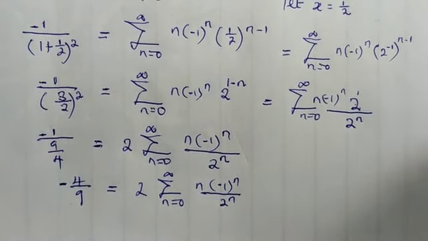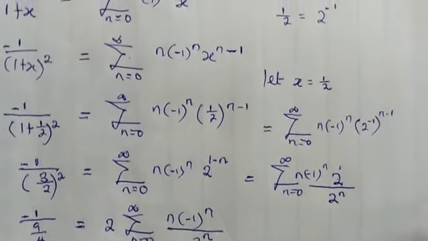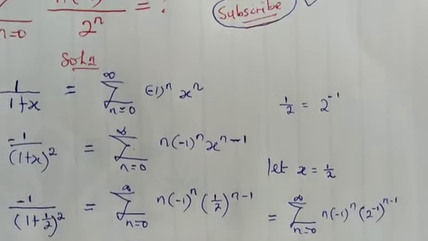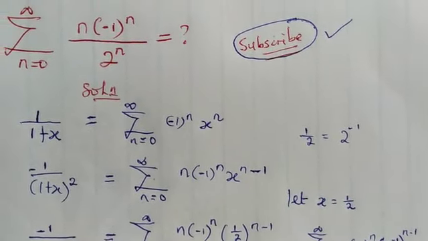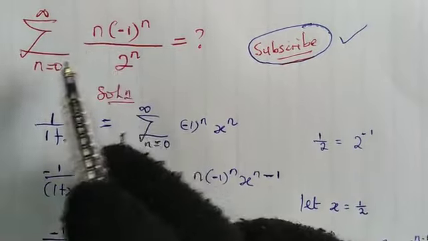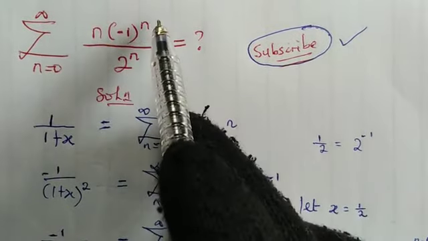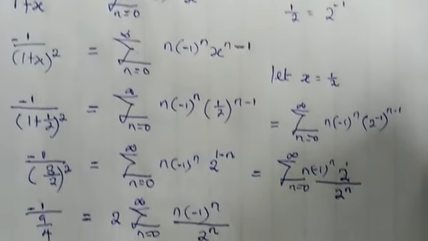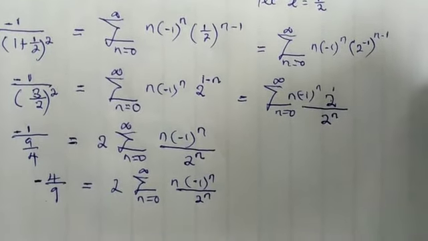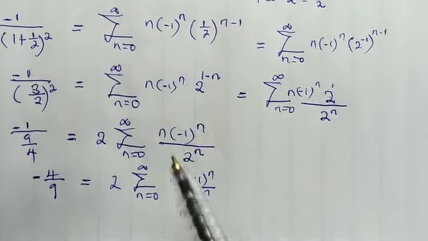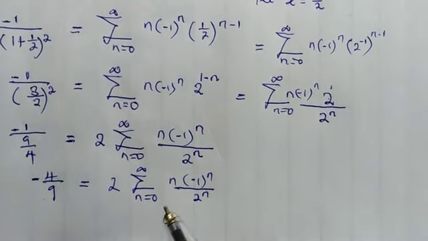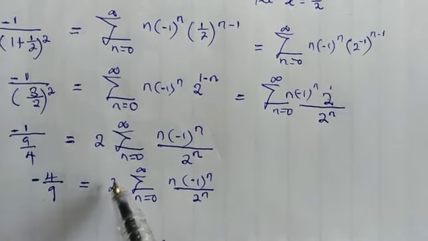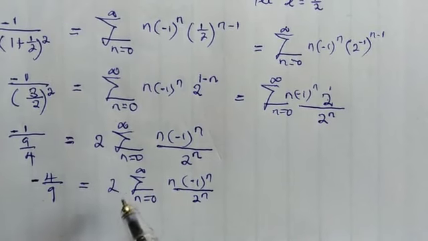Now let us go back to the problem. We're asked to evaluate this sum, n times negative 1 raised to the power of n, over 2 raised to the power of n. From where we just arrived, we have something similar to what we're asked to evaluate, just with this extra 2 here. So we just need to divide both sides by 2.